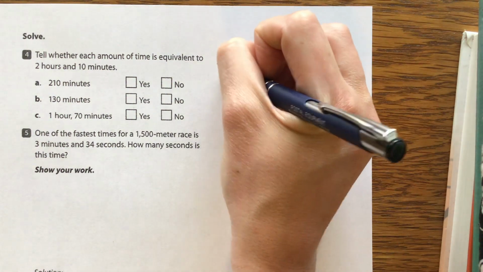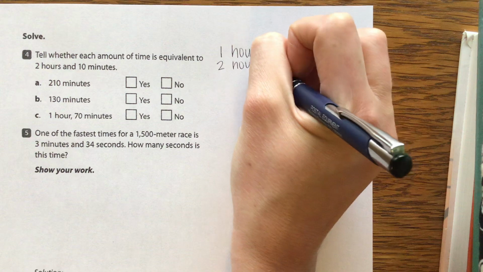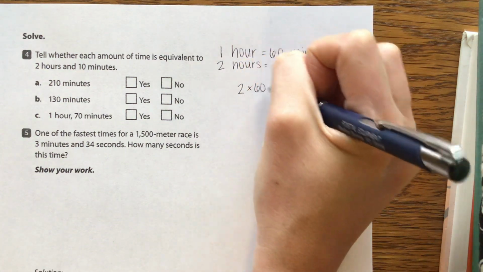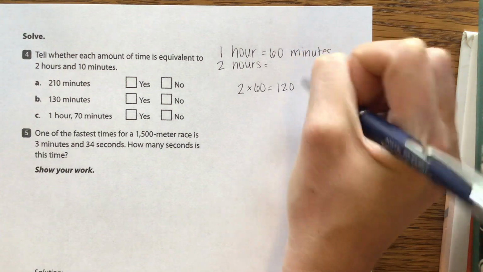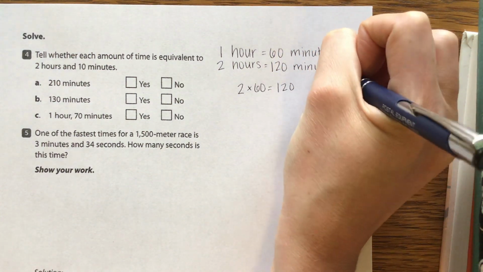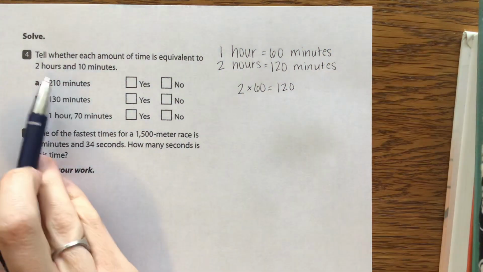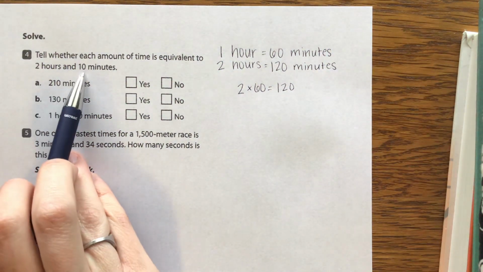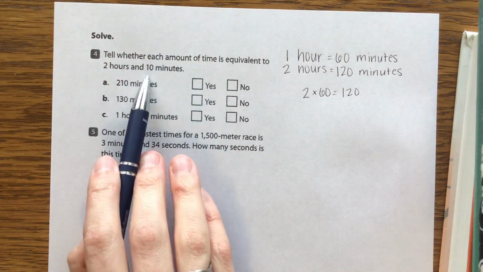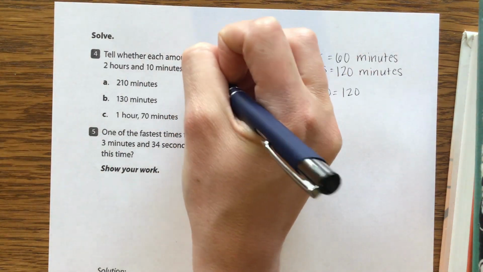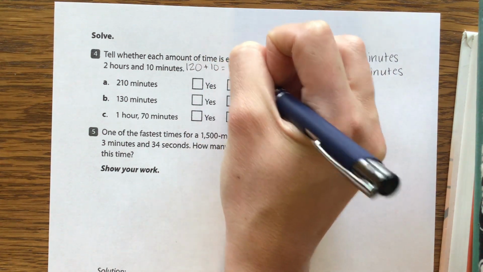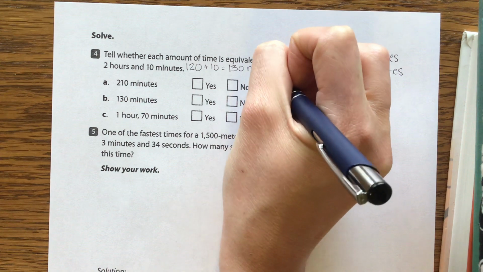So 2 hours would equal 2 times 60, which is 120. So 2 hours equals 120 minutes. And if he spent 2 hours and 10 minutes, that means 120 minutes plus 10 minutes. So 120 plus 10 equals 130. So he spent 130 minutes.